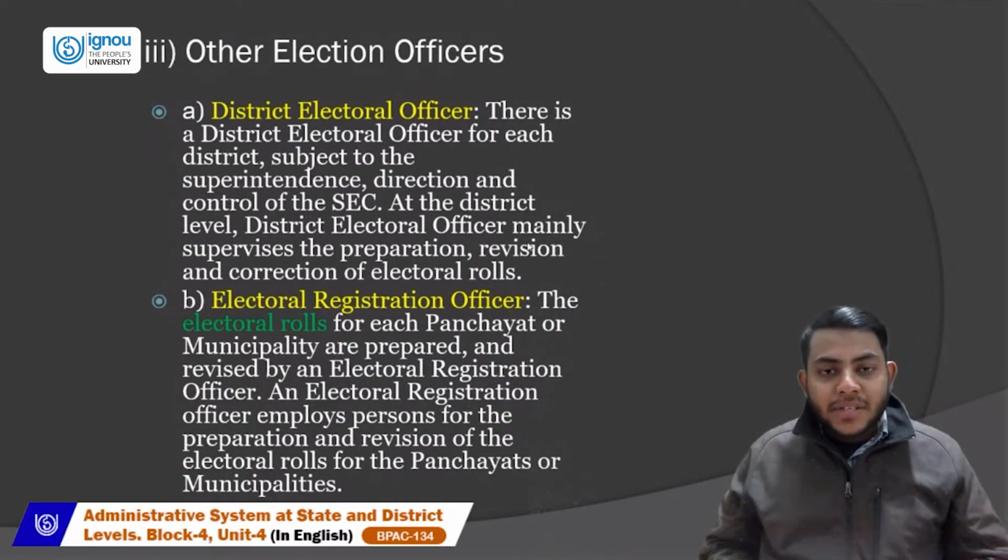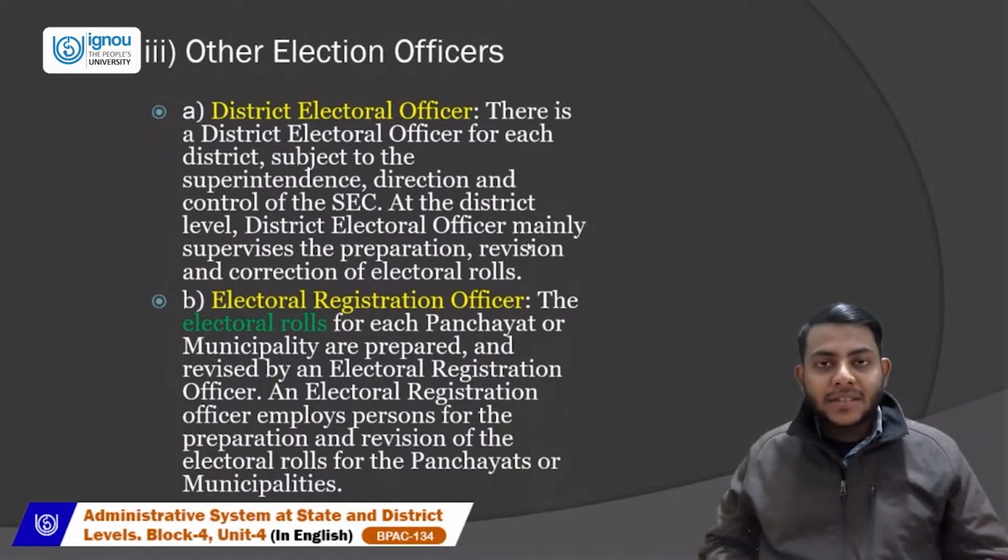And there are other election officers along with the state election commissioner and the deputy election commissioners. Now, who are these officers? Let us discuss. The first such officer is the district electoral officer. So there is a district electoral officer for each district, and that district electoral officer is under the superintendence, direction and control of the state election commissioner. And at the district level, the main function of that officer is to supervise the preparation, revision, as well as correction of electoral rolls. So that is the main function of the district electoral officer.